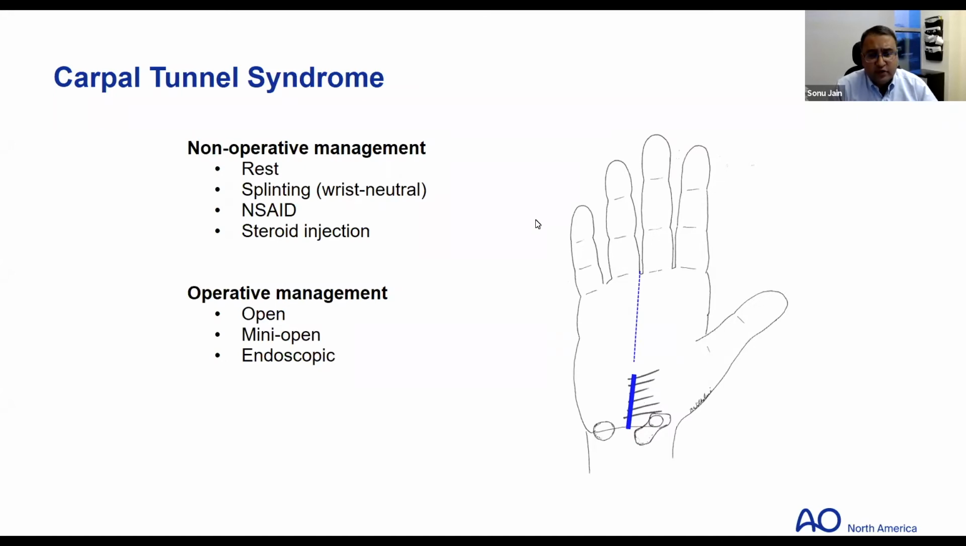So for carpal tunnel syndrome, there are different methods to treat it. Obviously, non-operative management is best first. And so we look at rest, splinting, non-steroidal anti-inflammatories, and potentially steroid injections. And then you have your operative treatment, which could include an open, mini-open variation, or an endoscopic approach to that.